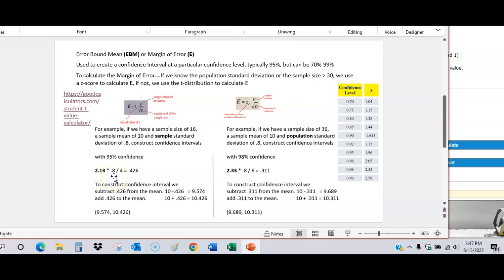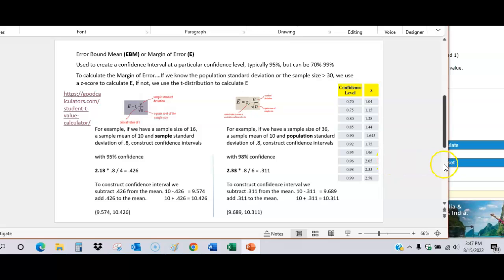Again, we multiply it times, now it's a sample standard deviation of 0.8, and dividing it by the square root of n, which is 16, so that's 4, and that gives us 0.426. To create our confidence interval, we subtract that from our sample mean, which is 10, and add it to our sample mean, and we come up with this confidence interval. So with 95% confidence, I can say that the population mean would be between these two values.